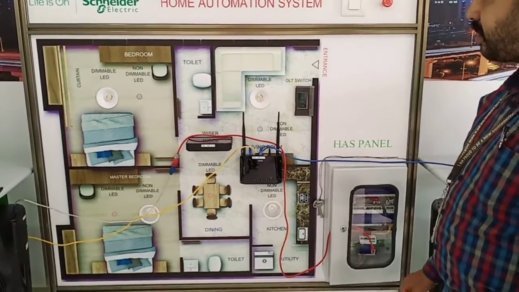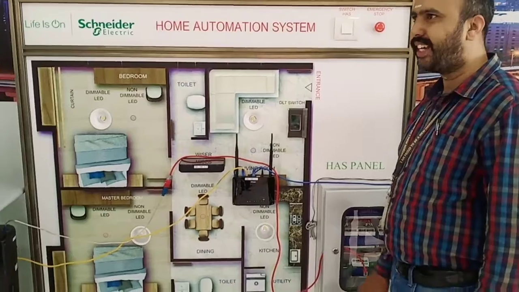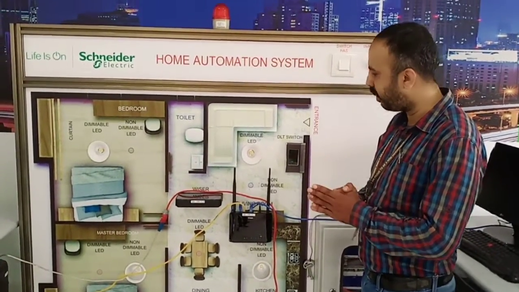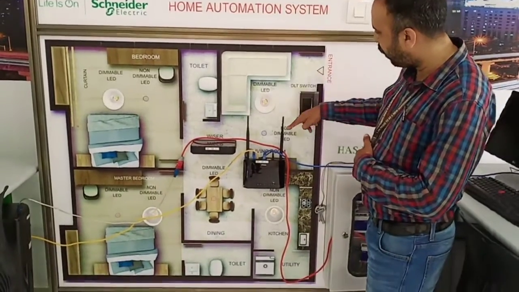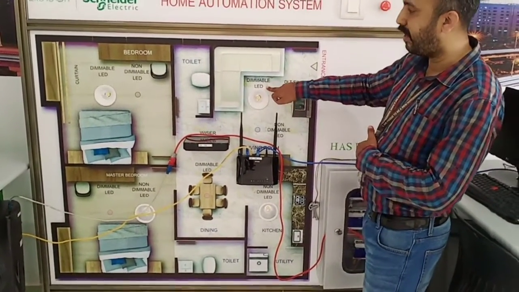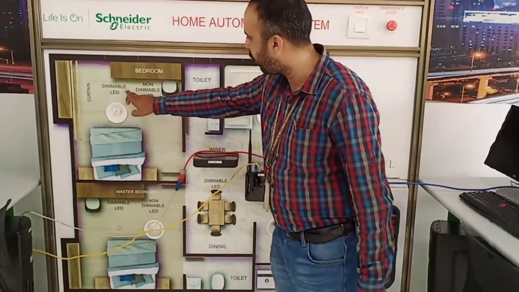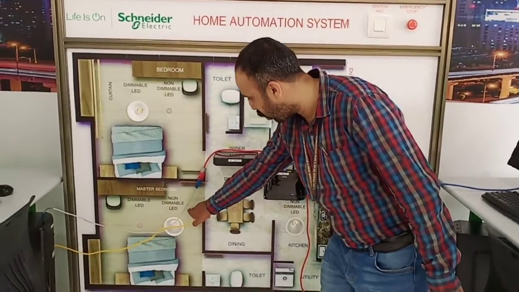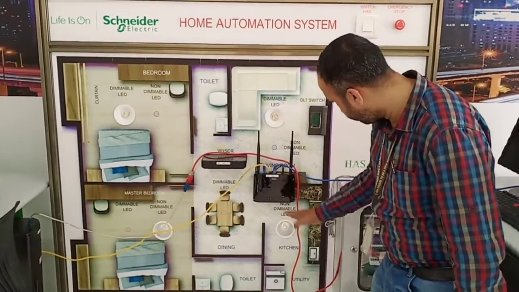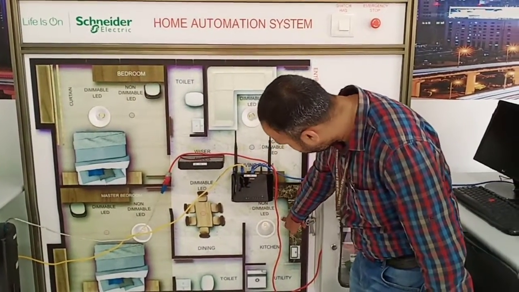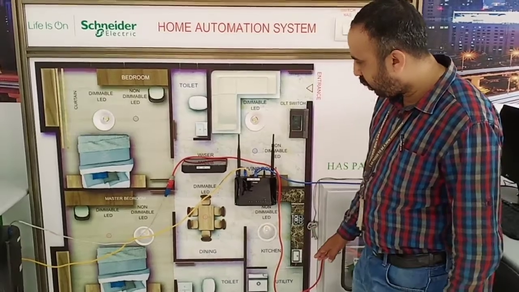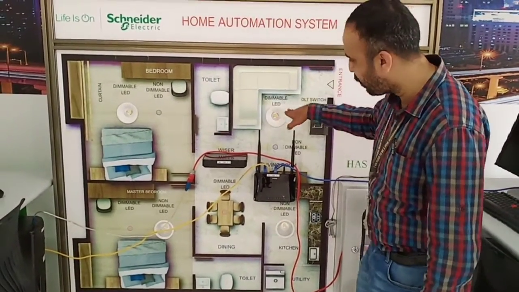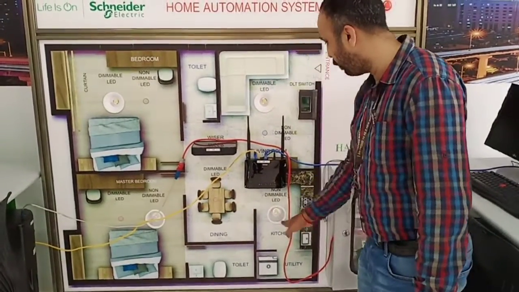In this we have different types of lights in each room. As this is a demo version, I have added a light in each room. In the living room or the hall, I added a dimmable LED, and also in the bedroom I added a dimmable LED, and in the master bedroom I added a non-dimmable LED, and in the kitchen a non-dimmable LED. So these two are dimmable LEDs, and these two are non-dimmable LEDs.